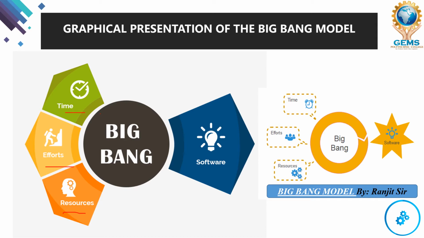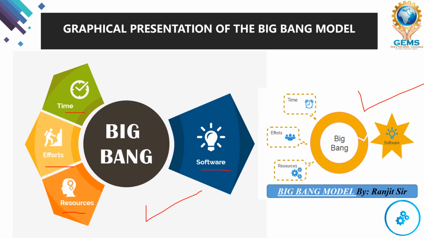These are the three basic phases of the Big Bang model. After doing all three, finally we got a final project that is called our software. So this is one way to represent, and this is another way to represent the Big Bang model. So here again we have time, again we have effort, resource, and then the Big Bang model, and then finally we will get the software.